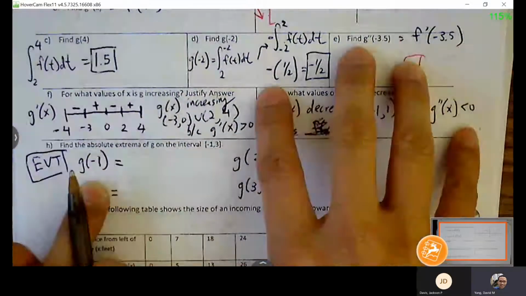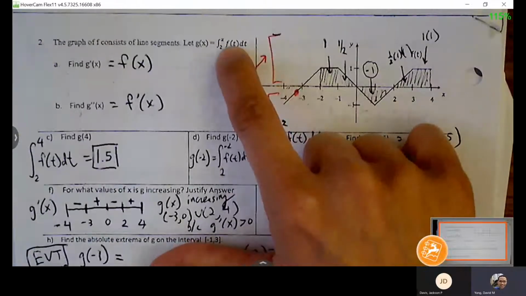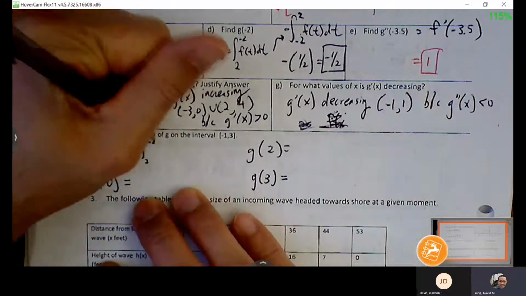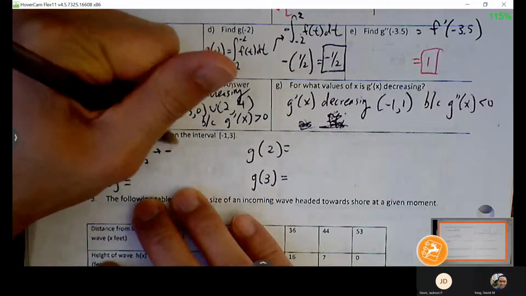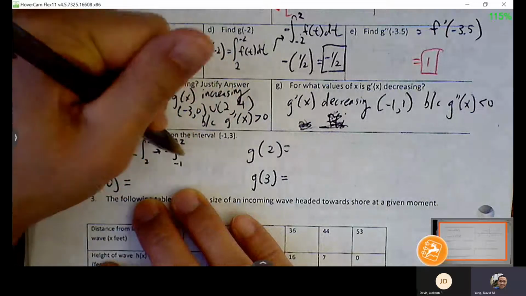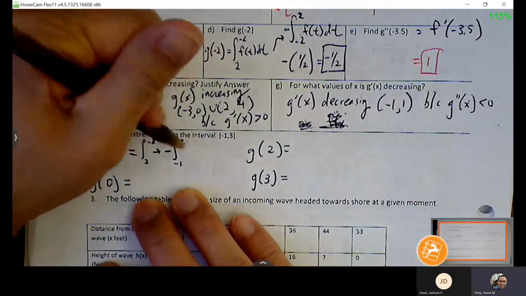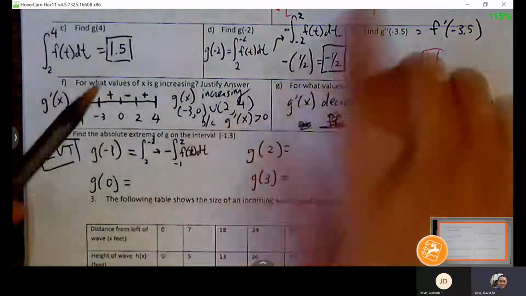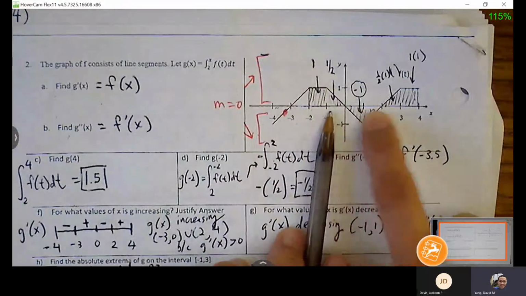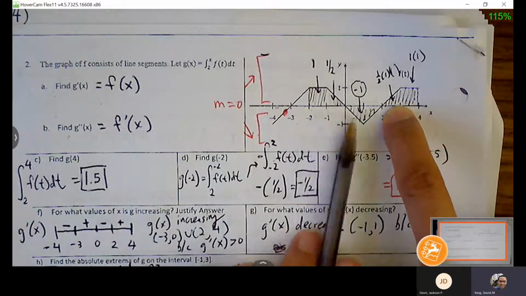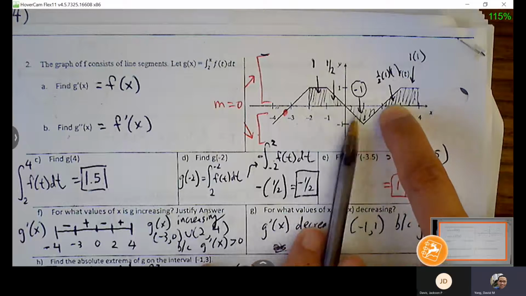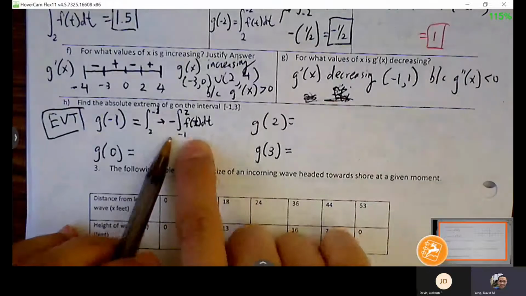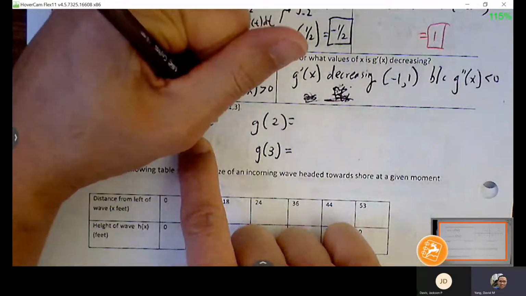Okay, so G of negative 1. Again, go to my definition. I want to go from 2 to negative 1, which is backwards. So I'm going to flip it, go from negative 1 to 2, and then change the signs. From -1 to 2, if I look at my graph here, that's going to be 1/2 minus 1, so -1/2. But then with the change in sign outside, that'll become a positive 1/2.